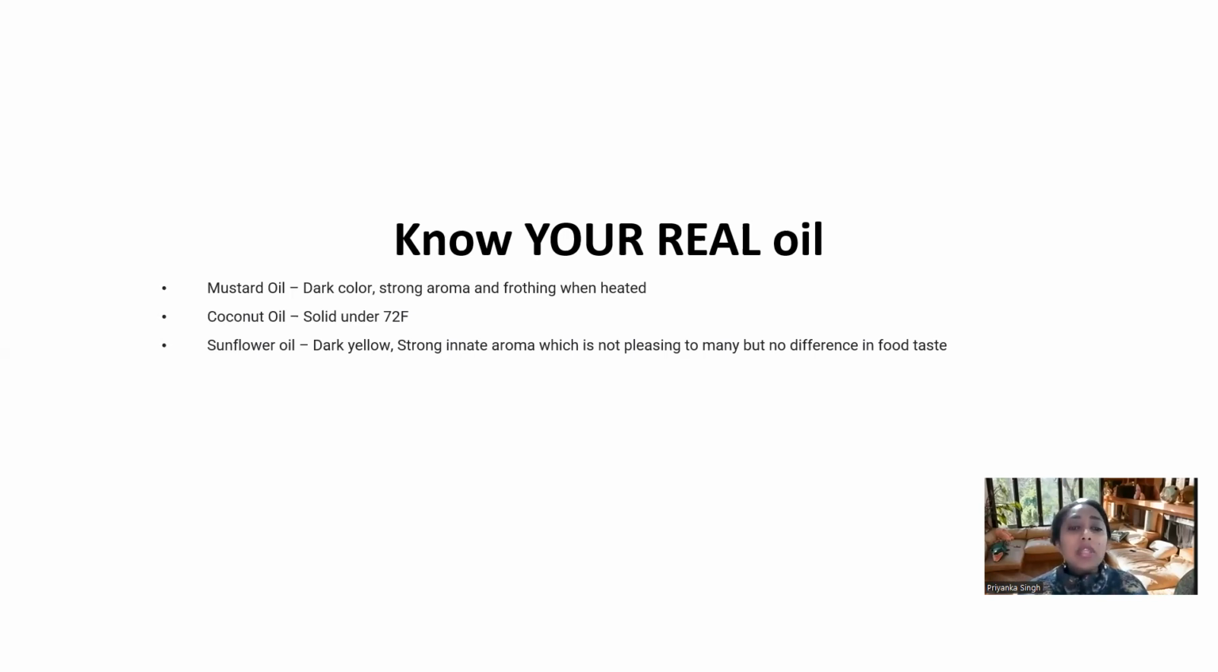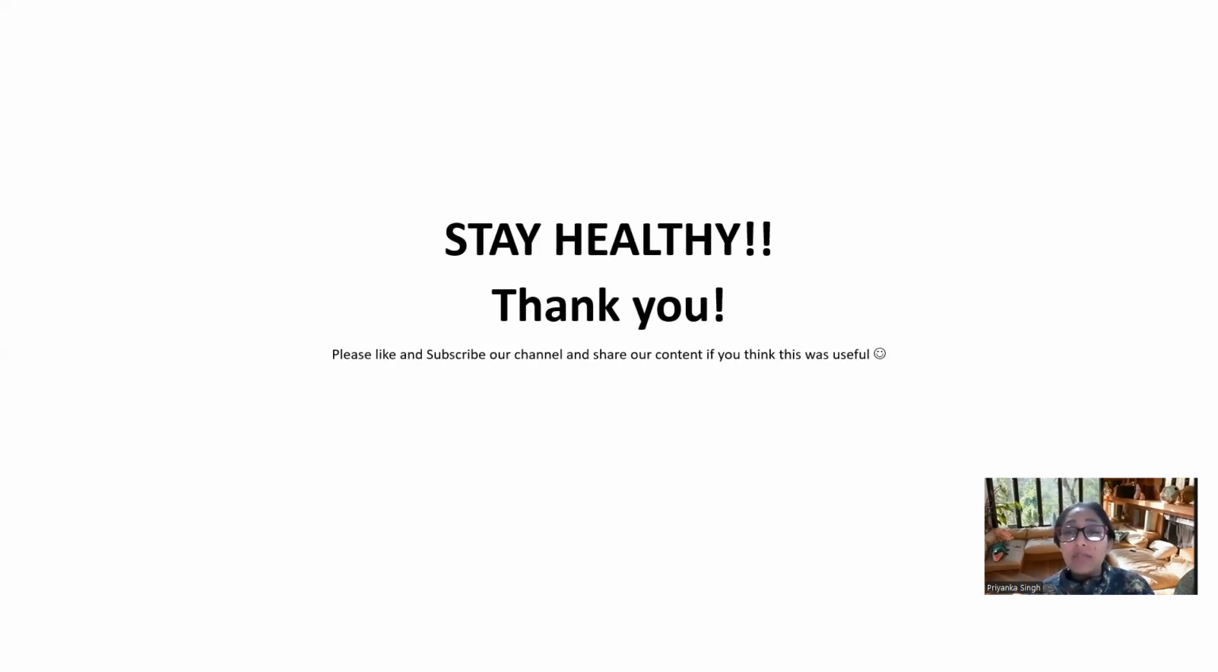Sunflower oil needs to be dark yellow in color. And when you heat that oil, you can smell the aroma, which is not so pleasing, but it doesn't make any difference to the food taste. That is when you know that you have the real sunflower oil. So I would suggest, if you use any different type of oil, talk to your moms or your grandparents if you have them. They are the people who would be able to tell you what the real oil actually tasted, smelled or looked like.